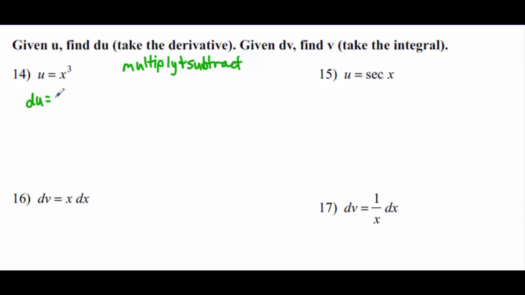So if I multiply by the power, that's 3, and then I subtract 1 and get 3x squared. And then we can put dx next to that, because together the du and the dx are talking about the derivative. So here, if I want to know what the derivative of secant is, I either have to have that memorized, or if my teacher is nice enough to let me have a formula sheet for these, then I would look on my formula sheet.